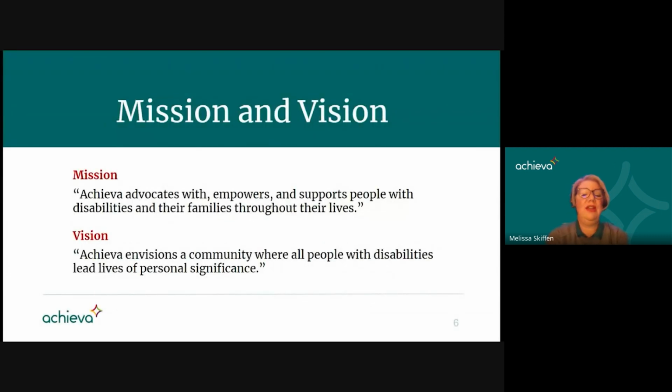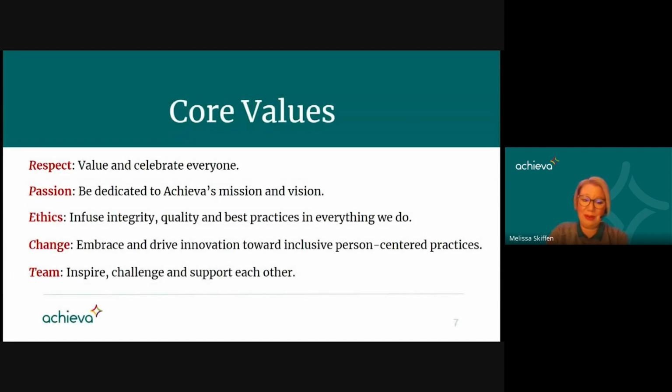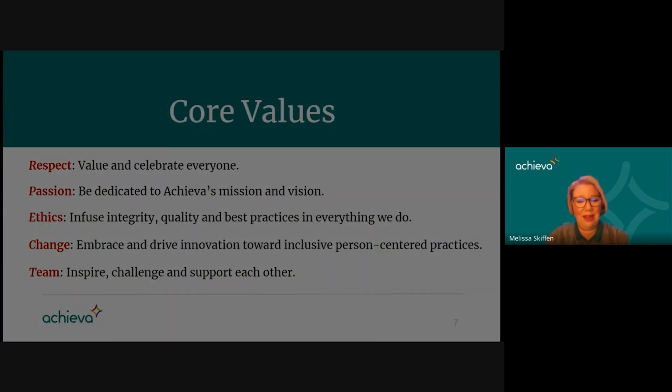And then here's our mission and vision. And if you've heard me say this at previous webinars, I apologize, but we recently changed our mission statement to Achieva Advocates With. It used to be Achieva Advocates For, and I'm very excited that we changed it to With, because that is really what we want to be doing. We want to be advocating with people, which kind of goes hand in hand with this whole supported decision-making concept. So I wanted to make sure I shared that. And then our core values: respect, passion, ethics, change, and team.